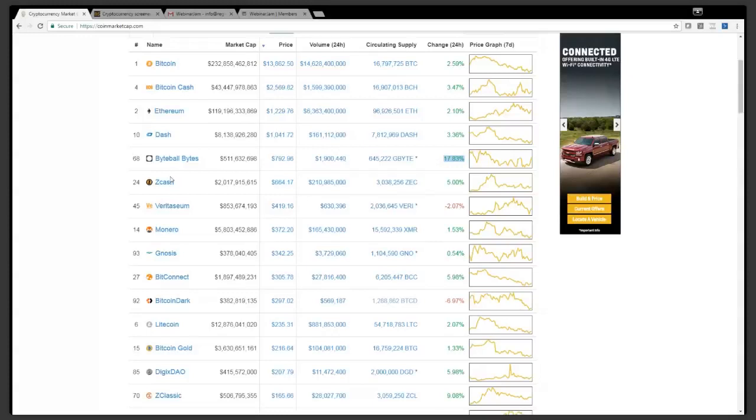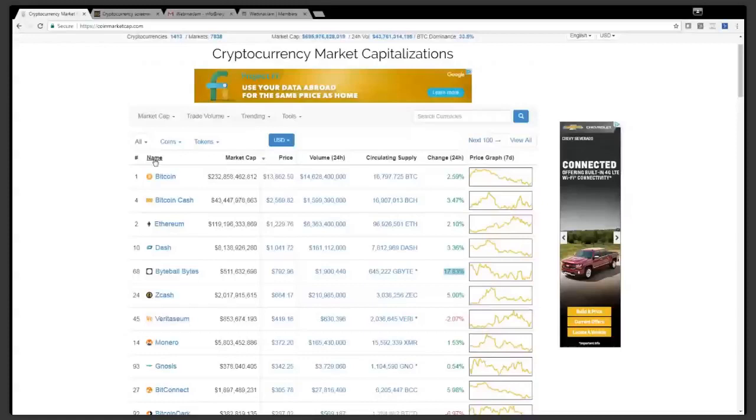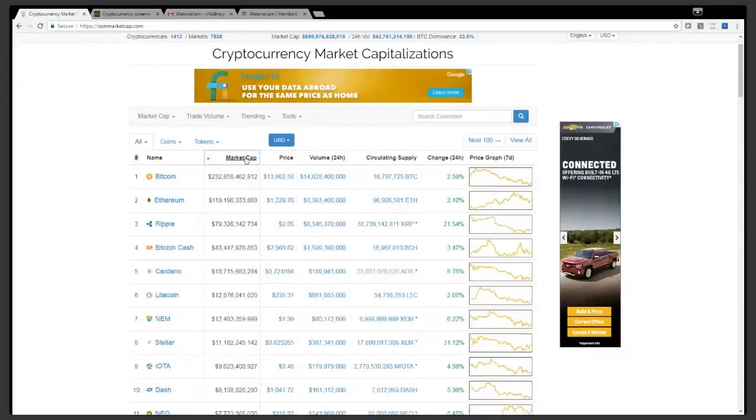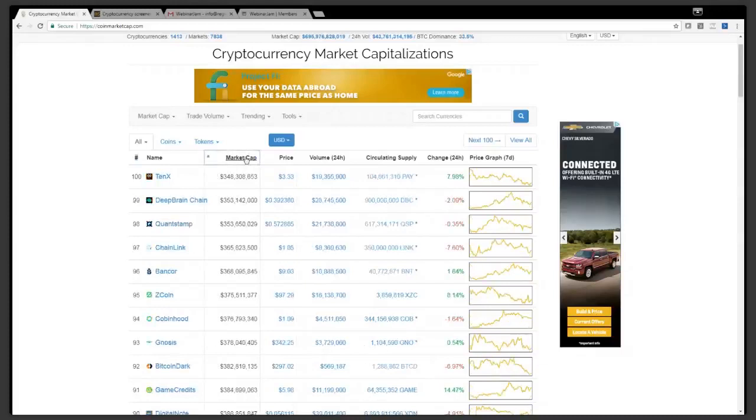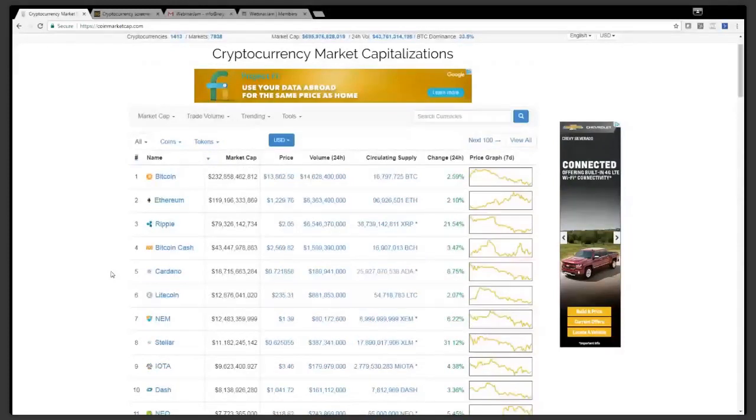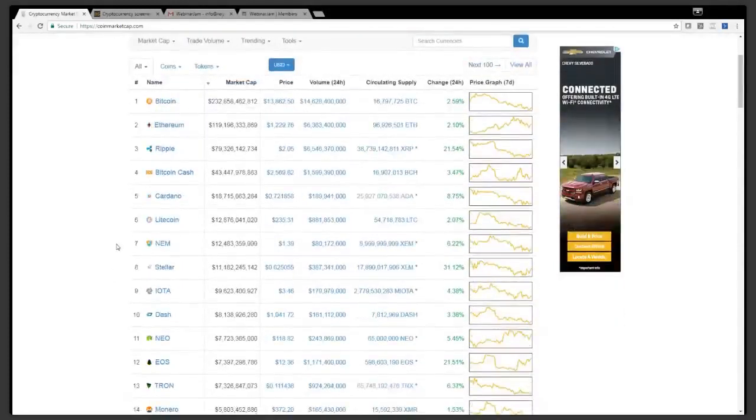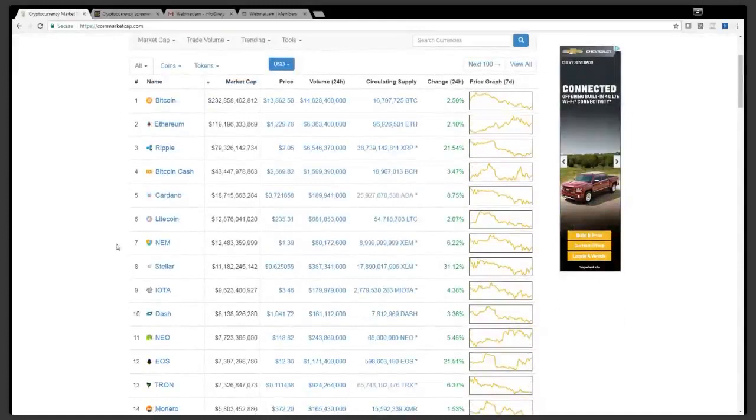Go up to the top for me. Scroll on up, Alan, and click on rank. See the little pound sign to the left? Click on that. Yes, market cap, perfect. Click market cap one more time. There you go, excellent. Scroll on down. Let's find Tron, right there, number 13. Take a look at that one.